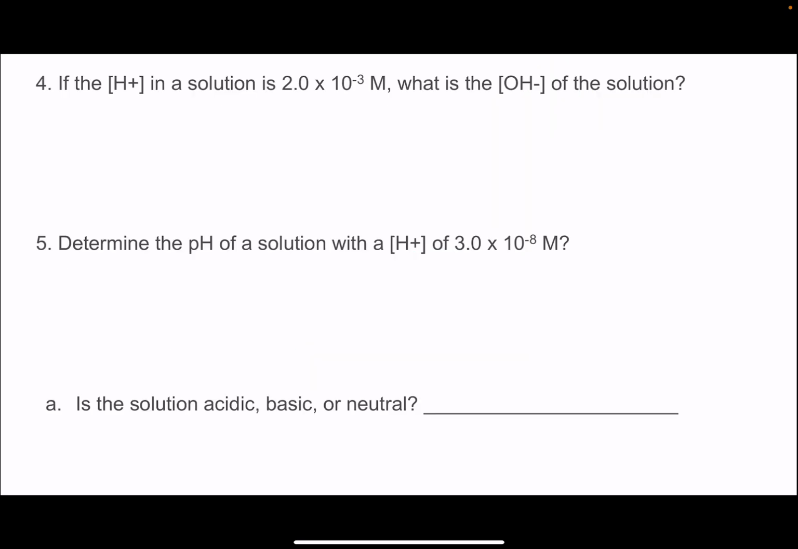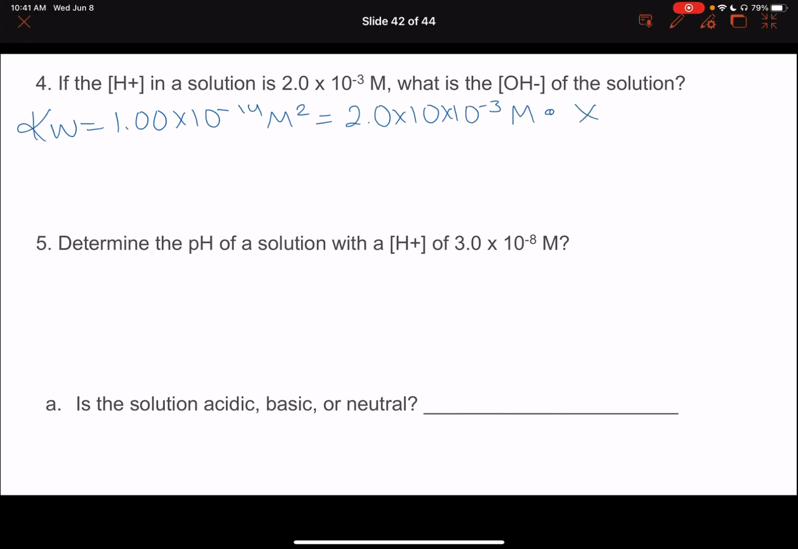Now, if the H plus of a solution is 2.0 times 10 to the negative third molar, what's the OH minus? So we have to go back to our KW. KW is equal to 1.00 times 10 to the negative 14 molarity squared is equal to our H plus, which was given, 2.0 times 10 to the negative third M, times x, which we don't know. So then we're going to solve it out. So we have to divide both sides by 2.0 times 10 to the negative third M here, and then we're going to divide it over here too.